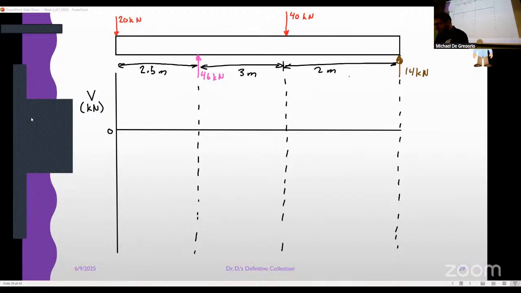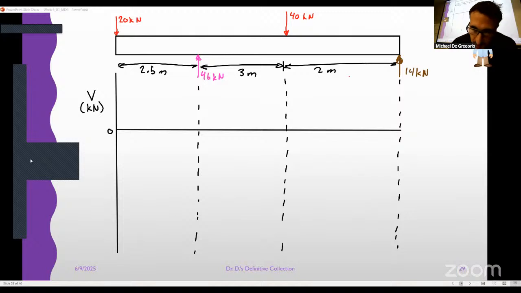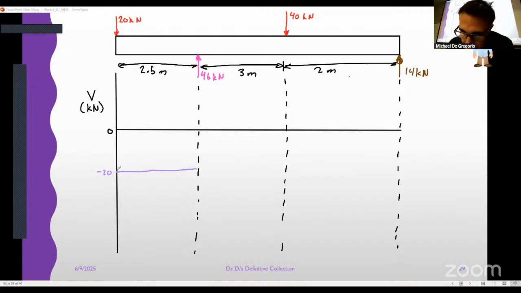Okay, so what did we find at V1? What was the shear that we got? Negative 20? Cool. So I'm going to make a line here. I'm going to say that that's negative 20. And we said that that's constant until we get another point load, so it's just a straight line. That's flat. That's what constant means. All right, what about at point 2, cut 2, when that 46 kilonewtons jumped up to 26? And that's going to be flat till we hit another point load. So that's 26.